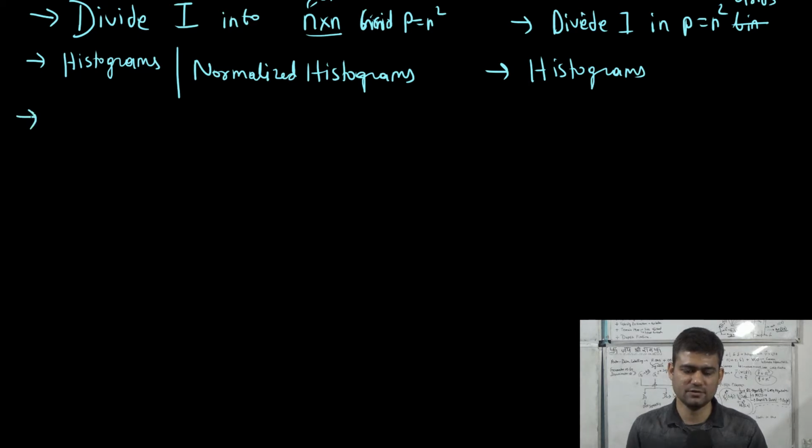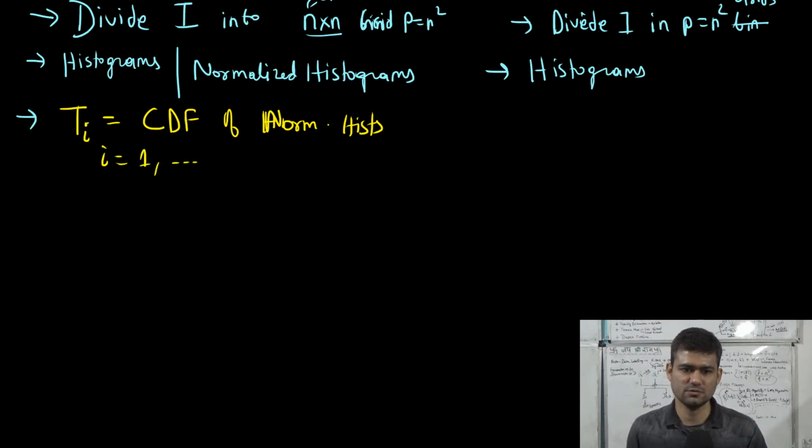In the naive adaptive histogram equalization method, the third step is to compute the transformation function, which is the cumulative distribution functions of the histograms, of the normalized histograms. So we would have p such transformation functions.